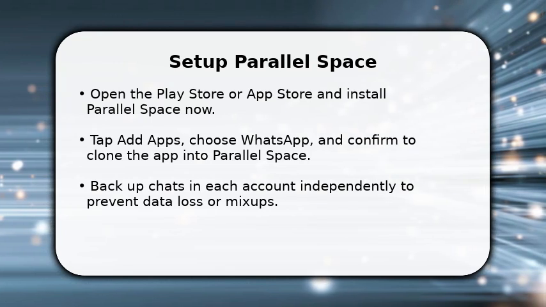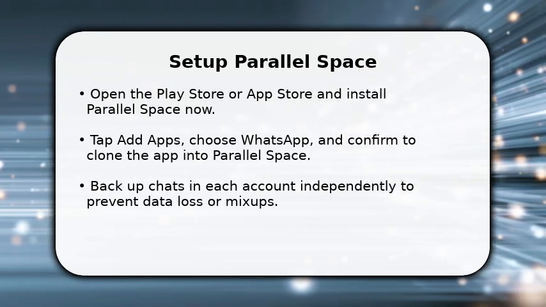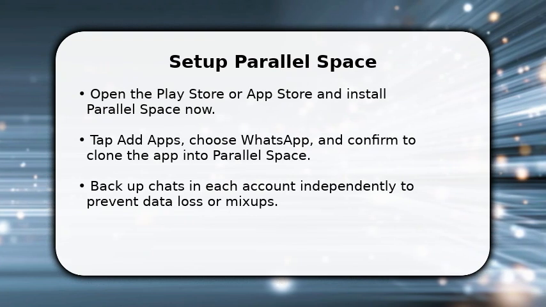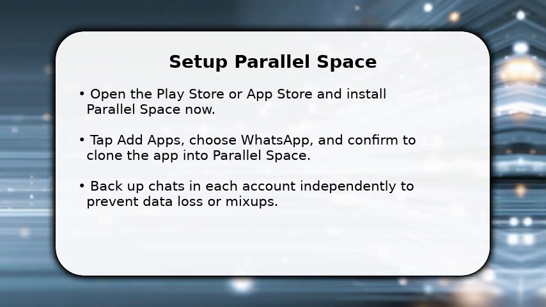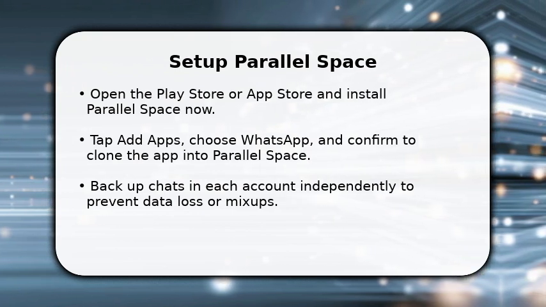Open the Play Store or App Store and install Parallel Space now. Grant the requested permissions for storage, contacts, and phone access. Tap Add Apps, choose WhatsApp, and confirm to clone the app into Parallel Space.